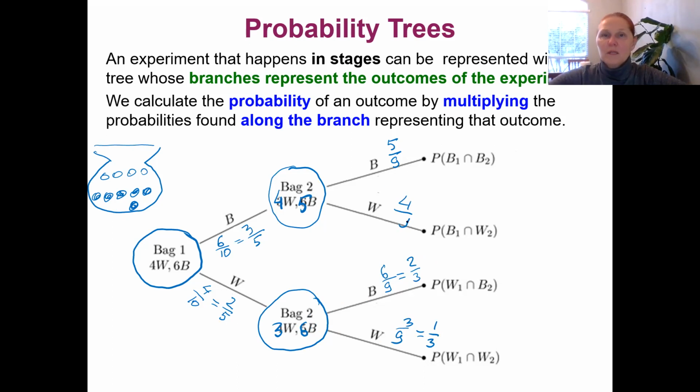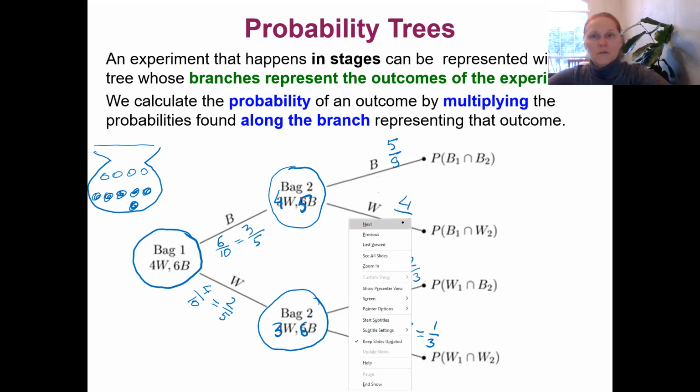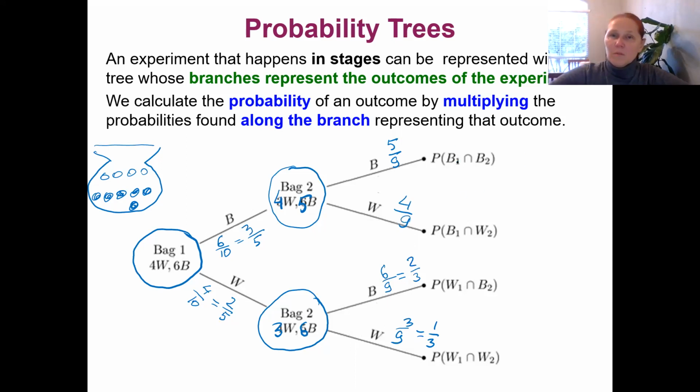Now we can find the probability of each of these 4 outcomes. The probability of getting black and black can be found as a product along this branch. So 3/5 times 5/9. We can simplify, cancel out 5 in the numerator and 5 in the denominator, and it will be 3/9, and we can divide by 3, numerator and denominator, to get 1/3. 1/3 is the probability of getting black and black.